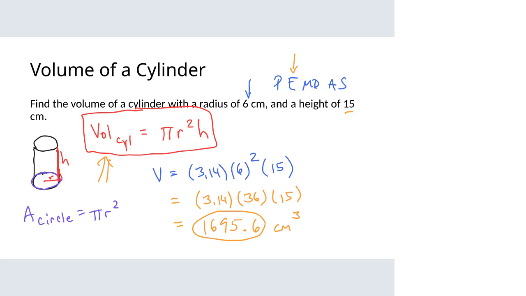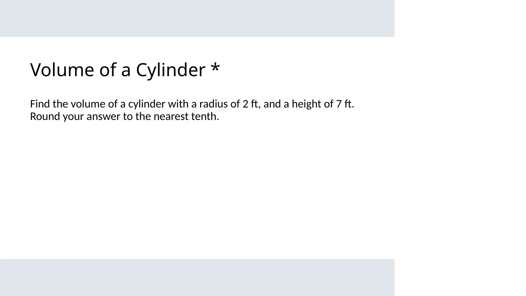Are there any questions about what we did there to find the volume of a cylinder before I have you try one? Okay, here it goes. Find the volume of a cylinder with a radius of 2 feet and a height of 7 feet. Round your answer to the nearest tenth. I'll start a poll for this, and we'll see how it goes.